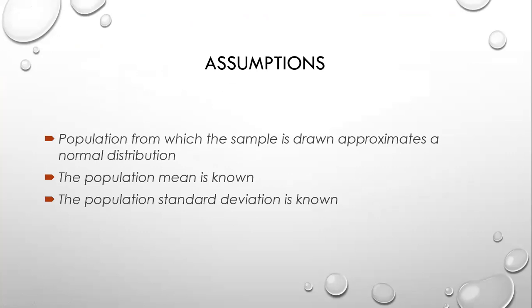For example, if you're going to do a study on intelligence, it means that a normally distributed population will be composed of people with high intelligence, with medium or average intelligence, and low intelligence. If we're going to do a study with people who are just, for example, mentally retarded only, then that's not a normally distributed population. The second assumption is that the population mean is known.